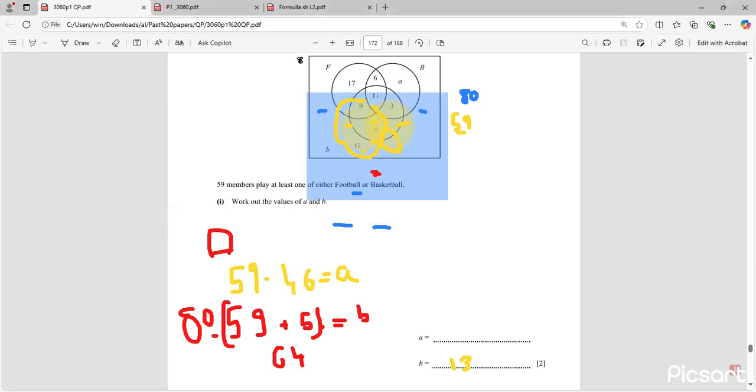Okay? Clear, I think. So here the B will be equal to 60. Okay, let's complete.